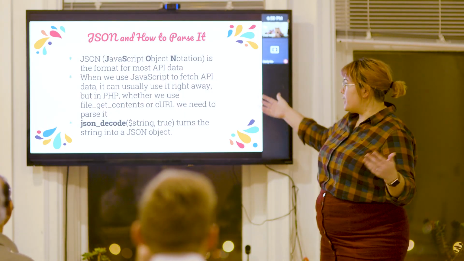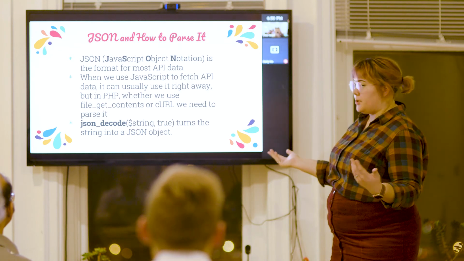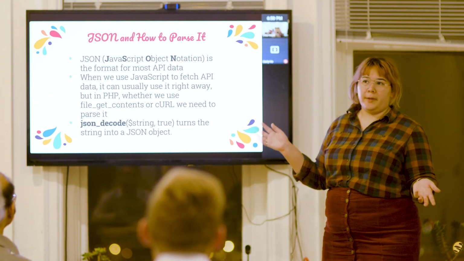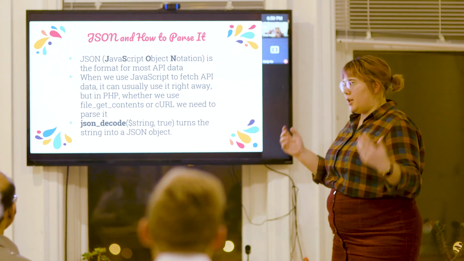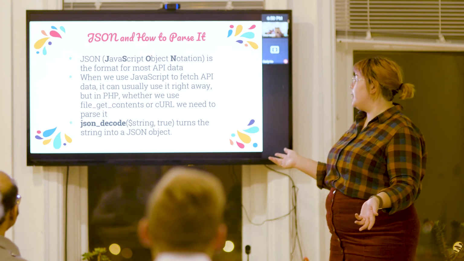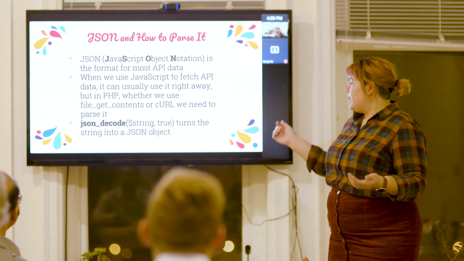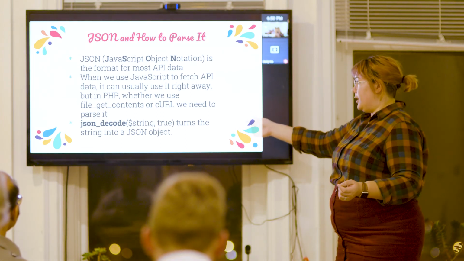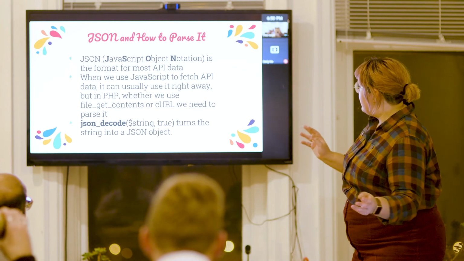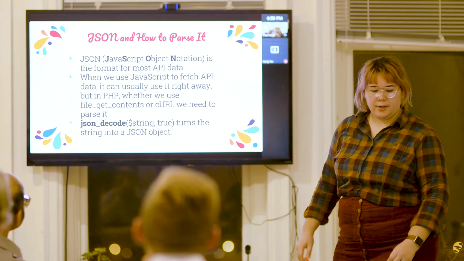JSON, which expanded means JavaScript Object Notation, is a format that, as I said, most API data is returned in these days. When we use JavaScript to fetch API data, usually it can figure out what that is right away, because it's just a big JavaScript object. But in PHP, if we're using file_get_contents or cURL, we need to parse it. Parsing it is basically as easy as putting the string output into the first argument of json_decode, with the second argument being true. Usually you wouldn't want to set that to false, but there are some use cases for that. And that will return it as a big old JSON object.